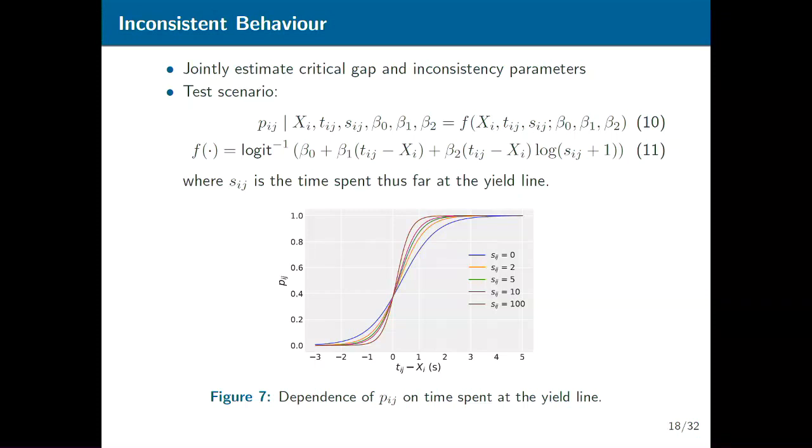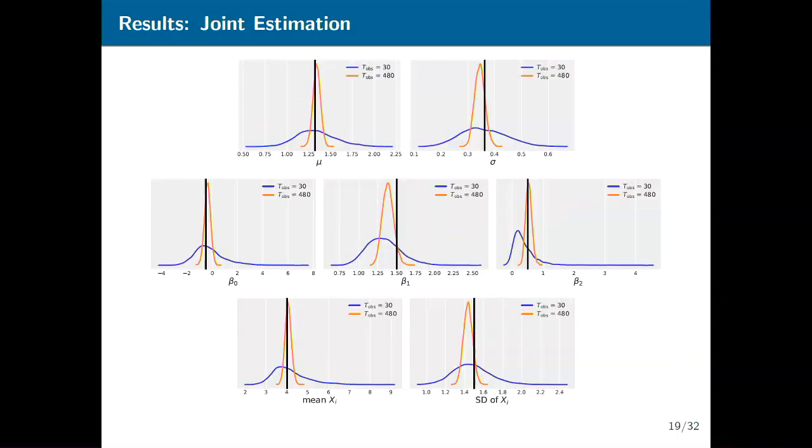And the idea is that when the vehicle first arrives at the U line, you haven't had the time to assess how crazy the oncoming vehicles are. As time progresses, you have more time to make more sensible decisions, and therefore your probability of acceptance asymptotes towards a step function. So what we then try to do is to simulate data according to this inconsistency model and then try to recover the parameters.